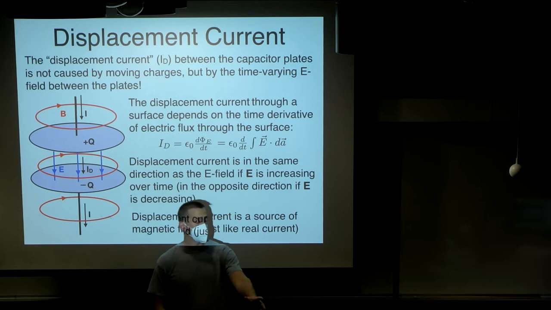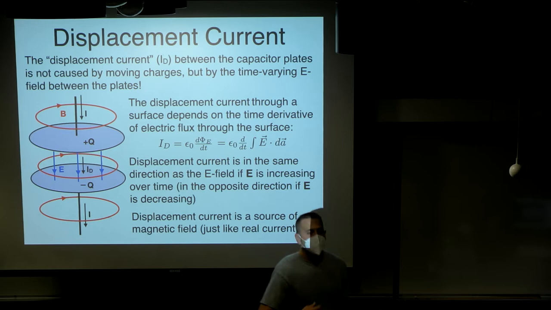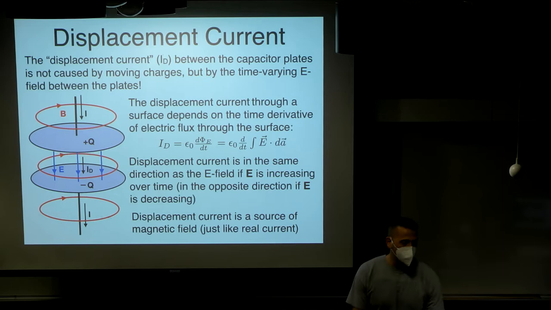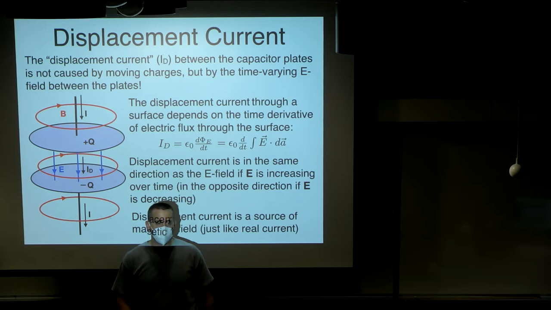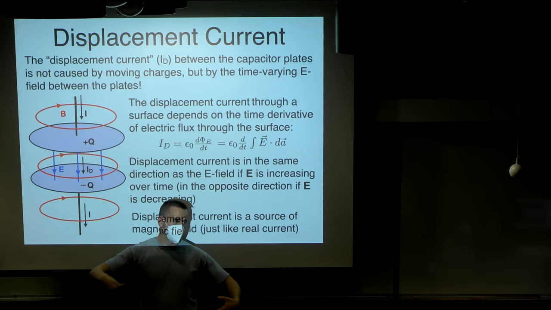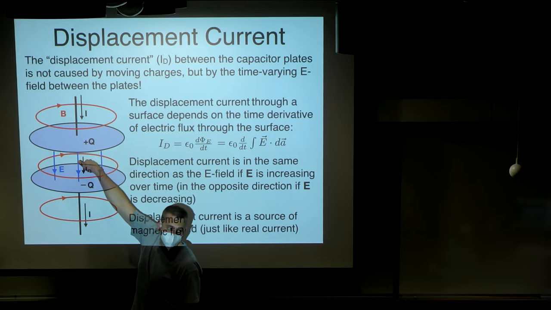Displacement current works the same way. Just like with real current, we can think of it as the source of a magnetic field. It's something that creates a B field. So in other words, if I have a changing electric field in between these two plates, let's say the E field strength is growing because I'm charging the capacitor and adding more charge to it, then I have a displacement current going in the exact same direction as that E field in between the plates.